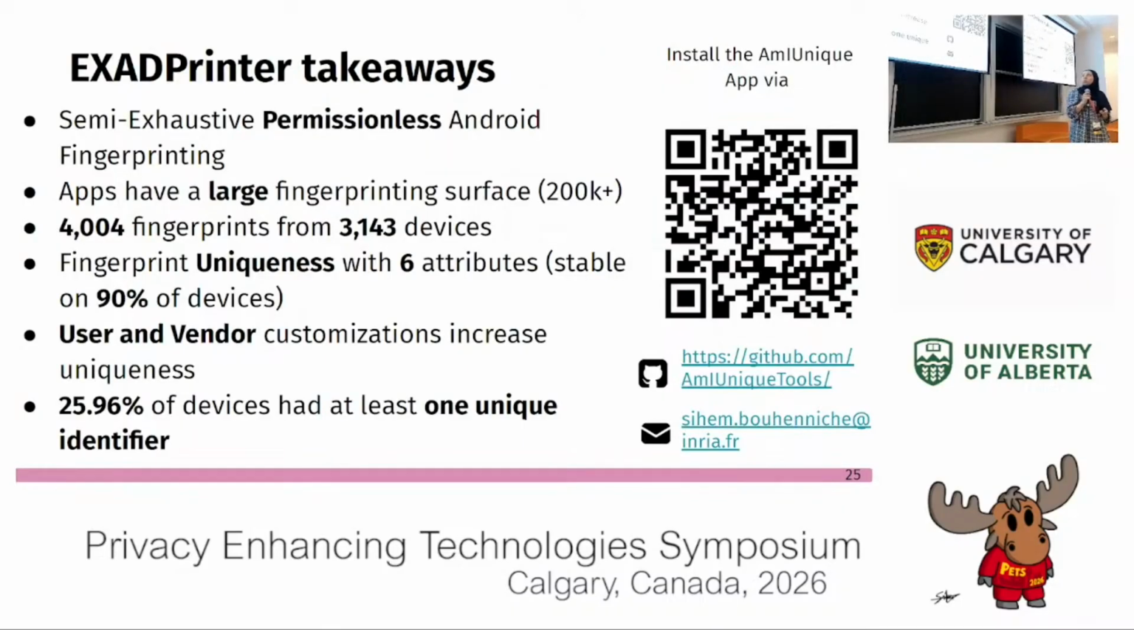So, to conclude, we have proposed a framework for doing permissionless device fingerprinting. We have collected large fingerprints that contain more than 200,000 attributes per fingerprint. We assessed the fingerprintability of the Android ecosystem, and we showed that user and vendor customization lead to more uniqueness. And we also showed that for now there are too many identifiers that are not protected by default.